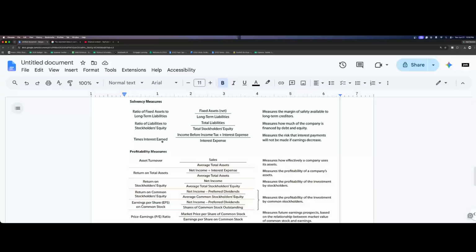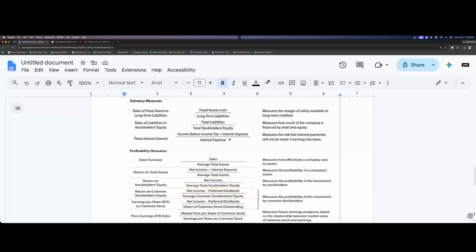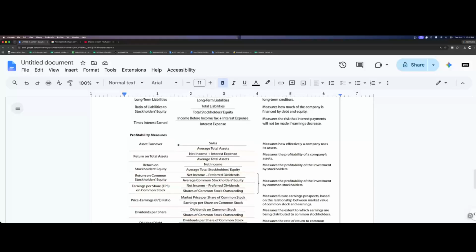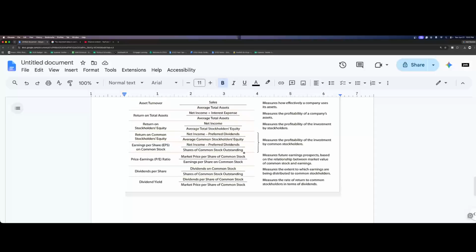Solvency ratios are a little complicated, but the thing is, some of it's kind of obvious. It says what it is. It'll be the ratio of liabilities to stockholder equity. Okay, that's kind of obvious. Like the ratio of fixed assets to long-term liabilities, that's pretty obvious, word for word. You guys see? But then the times interest earned for the solvency ratio is income before income tax plus interest expense over interest expense. Okay, so this one's a pretty big one to memorize.